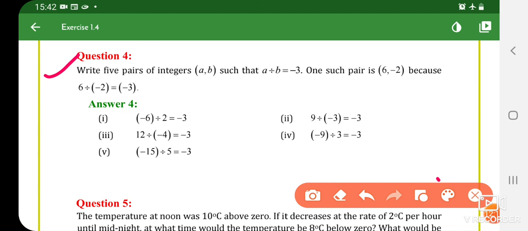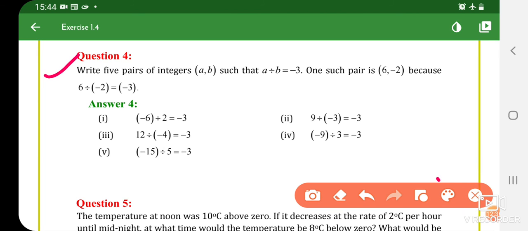Now the next question, number 4. Write 5 pairs of integers a comma b such that a divided by b is equal to minus 3. One such pair is 6 comma minus 2, because 6 divided by minus 2 gives the answer minus 3. So let's see the solution.